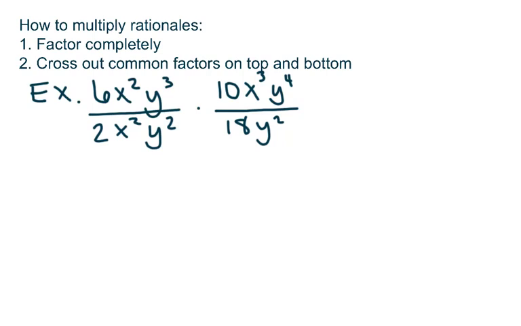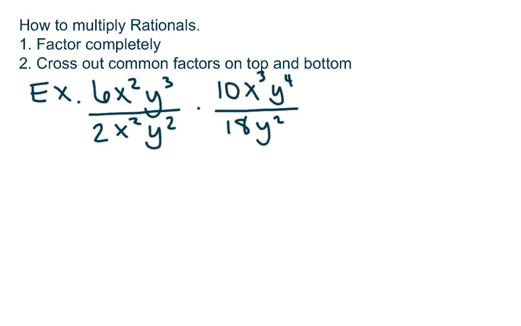Okay, so I put some steps on here. Okay, I fixed my little spelling error. There we go. So how to multiply rationals. First, we're going to factor completely, of course, that's what we keep doing. And then second, we're going to cross out common factors on top and bottom. So I'm going to use 4 different colors, just so you can see this.